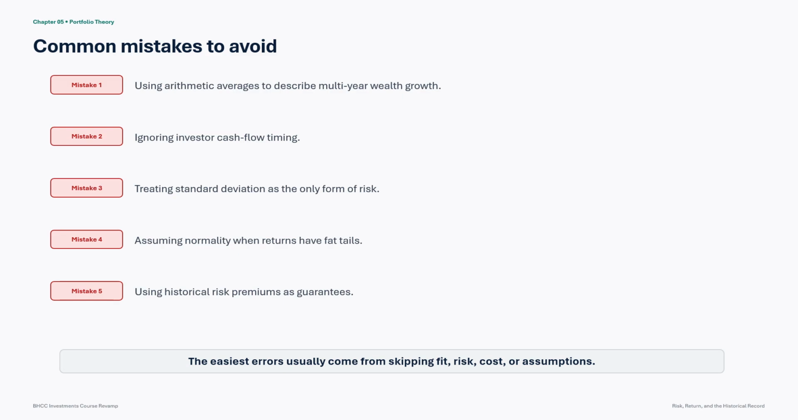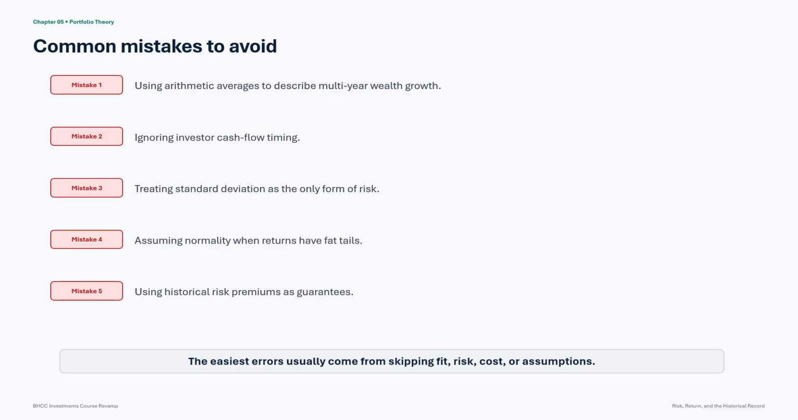Mistake 5 is using historical risk premiums as guarantees. Historical averages depend on the starting date, ending date, asset definition, inflation regime, valuation, and survival of the market being studied. History is evidence, not a coupon schedule.